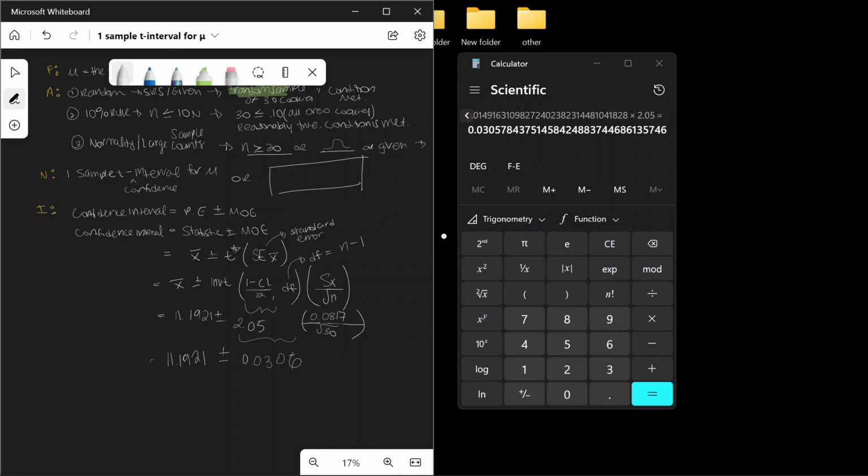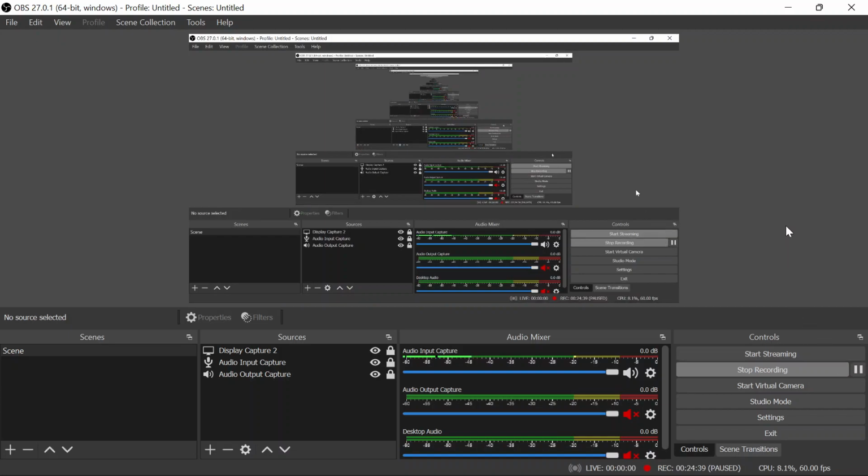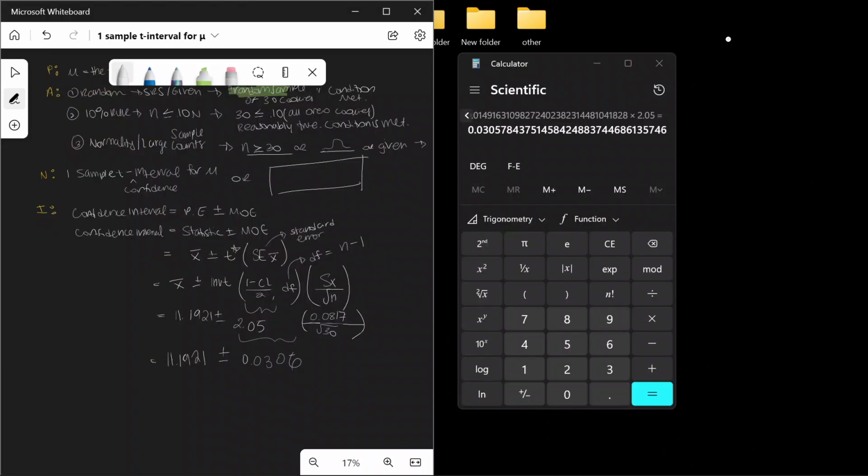11.1921. Okay, and let me just make sure that I got T star right. Hold on. 2.05. Okay, 1 second. Alright, so my T star is right. Everything is right. I'm just going to change this to a 5. I'm not going to round.